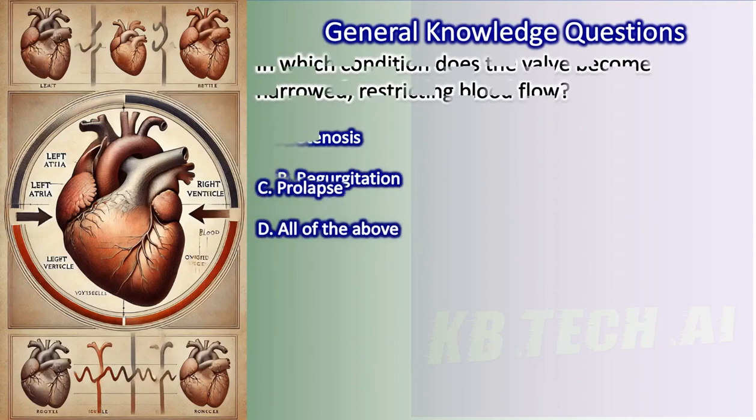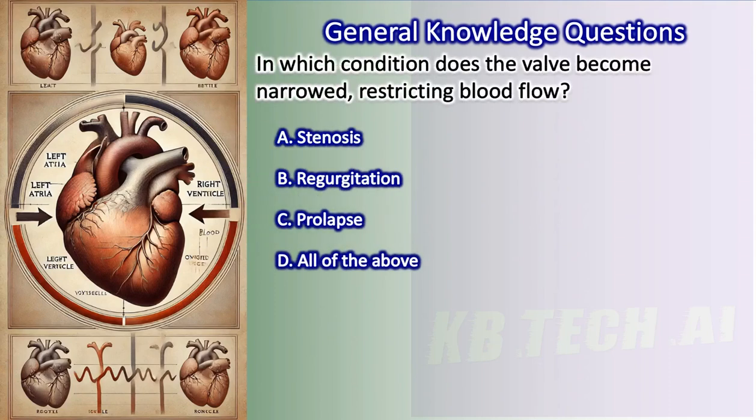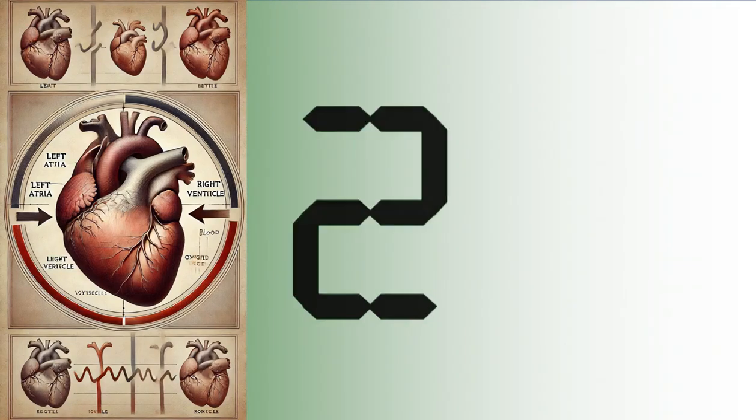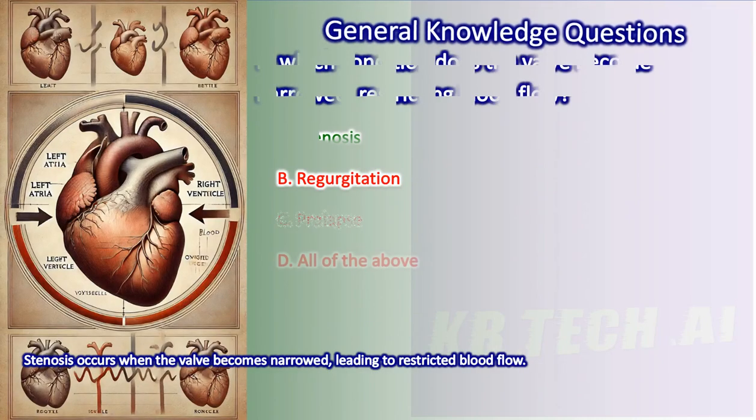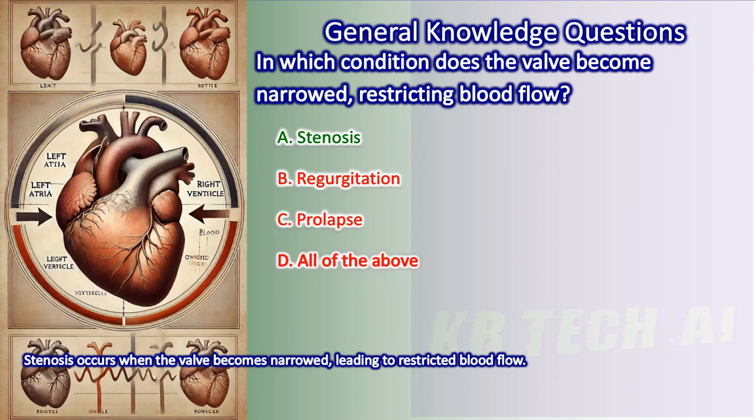In which condition does the valve become narrowed, restricting blood flow? Option 1, stenosis. Option 2, regurgitation. Option 3, prolapse. Option 4, all of the above. The answer is option 1, stenosis.